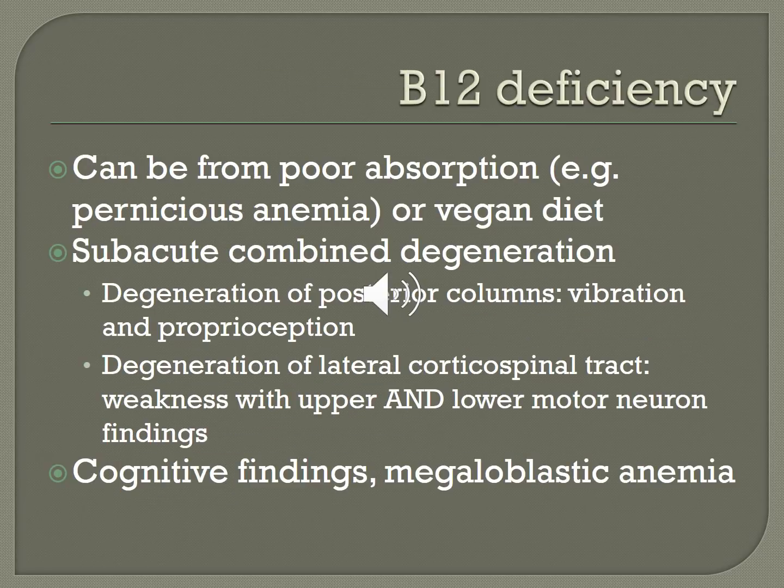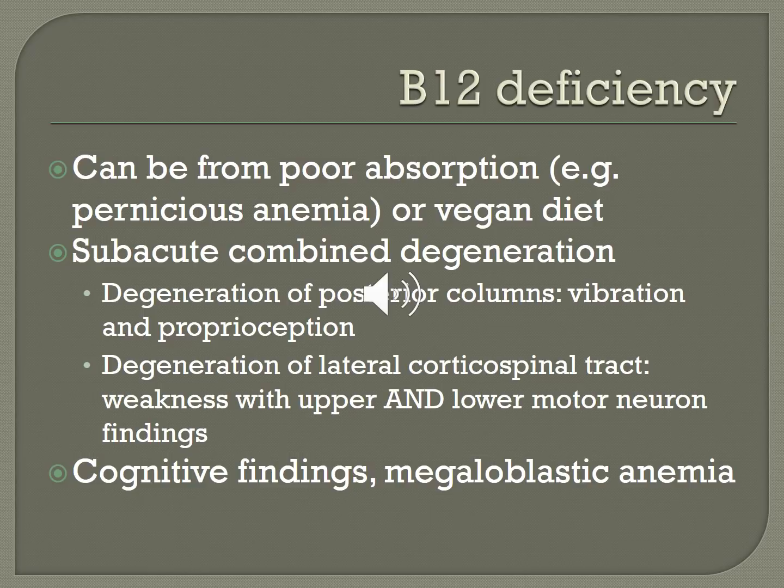So B12 deficiency can either be from poor absorption, like someone who has pernicious anemia, or if they have a primary problem with absorption because of a GI disease, or it can be from a vegan diet where patients do not eat any animal products whatsoever, and so they can get B12 deficiency that way.